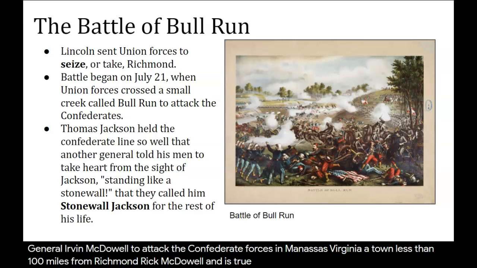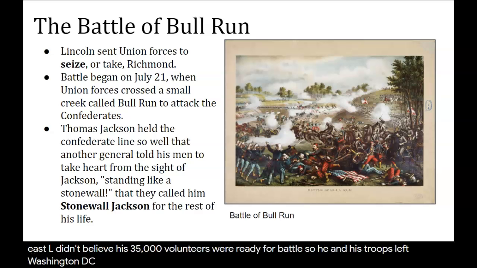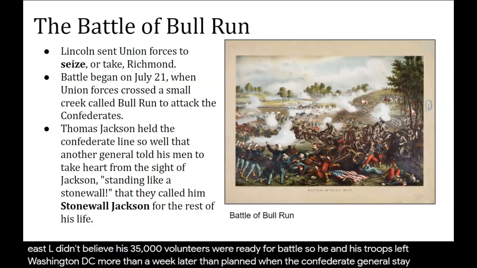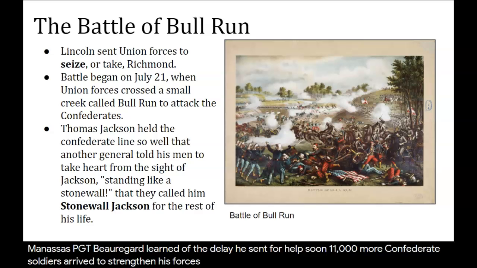McDowell and his troops were in Washington, D.C., only 40 miles east of Manassas. But McDowell didn't believe his 35,000 volunteers were ready for battle, so he and his troops left Washington, D.C., more than a week later than planned. When the Confederate general stationed in Manassas, P.G.T. Beauregard, learned of the delay, he sent for help. Soon, 11,000 more Confederate soldiers arrived to strengthen his forces.